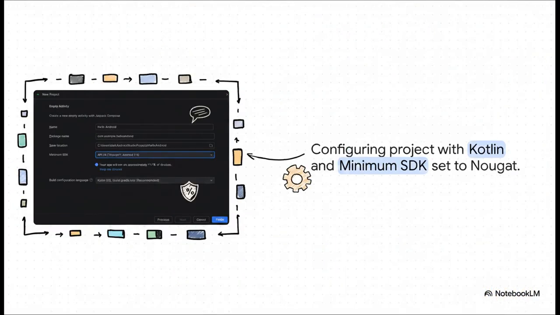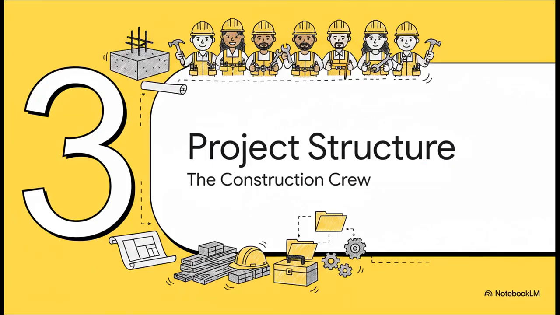Finally, we configure the project details. We choose a name, and we lock in Kotlin as our language. But here's the really strategic part, setting the minimum SDK. By setting this to something like Nougat, you're literally dictating the absolute oldest operating system your app will run on. It's a balancing act between using the newest, flashiest features and making sure your app actually works on as many phones as possible.